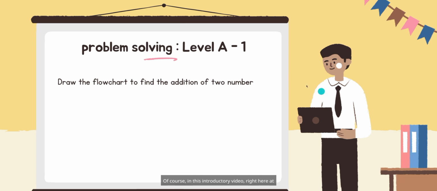Of course, in this introductory video, as you can clearly see on the screen, we are beginning with Problem Solving Level 1. This is the first lesson where we will tackle the easiest possible problem, the simplest program imaginable. We want to work through it together and really think about it logically from the ground up. That specific task is the fundamental addition of two different numbers. The specific task we are looking at today is this: draw a complete and logical flowchart to find the sum of two different numbers.